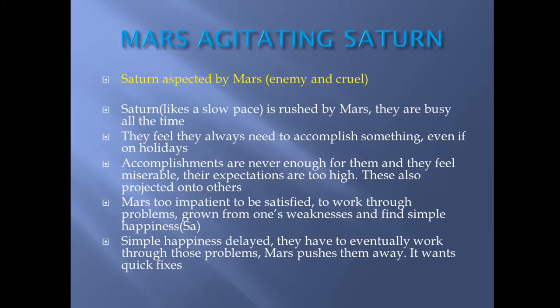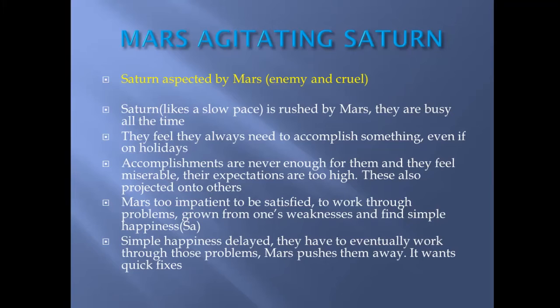Okay, then we've got Mars agitating Saturn, which happens when Saturn is aspected by Mars. As we said, Mars is an enemy to Saturn, and it's also a cruel planet. That's why it's agitating it. Saturn is a planet that likes a slow pace. In this case, it's rushed by Mars, and they're going to feel like they're busy all the time. They feel like they always need to accomplish something, even on holidays. And accomplishments are never enough for them. And then they're going to feel miserable as their expectations are too high.